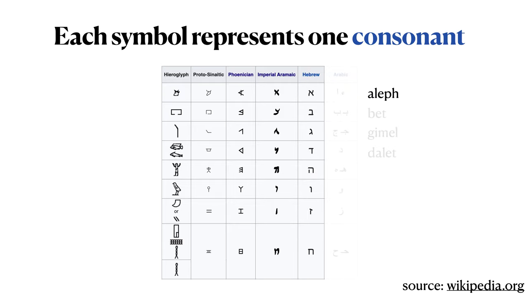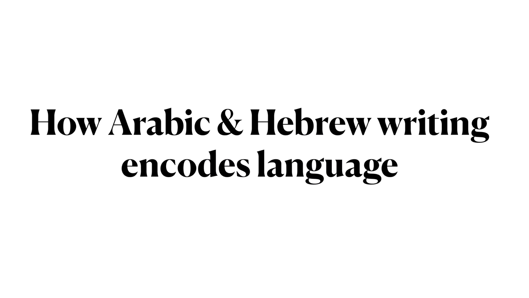Let's look at some of the names. We'll take Hebrew as an example. So the first four letters are Aleph, Bet, Gimel, and Dalet. These are very related to the names that we saw back when we were looking at the Phoenician letter names.